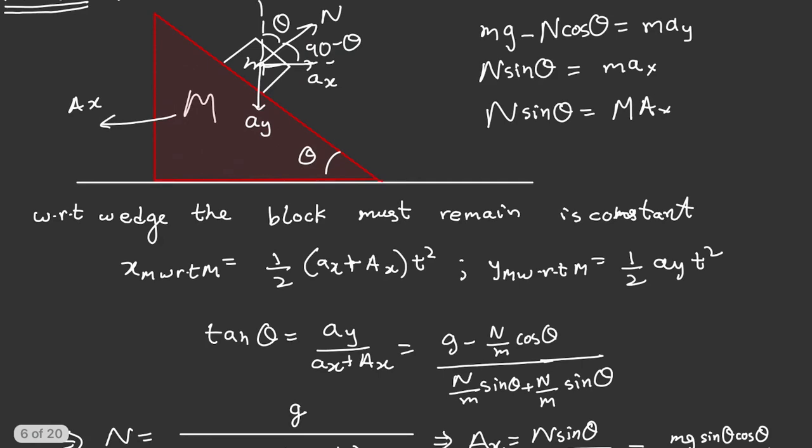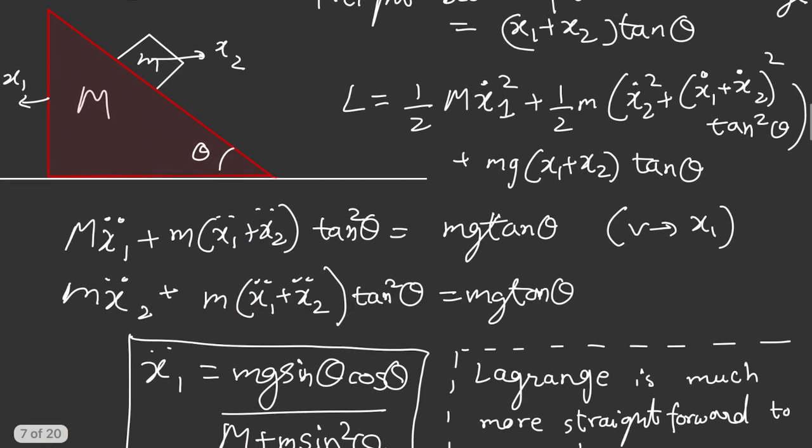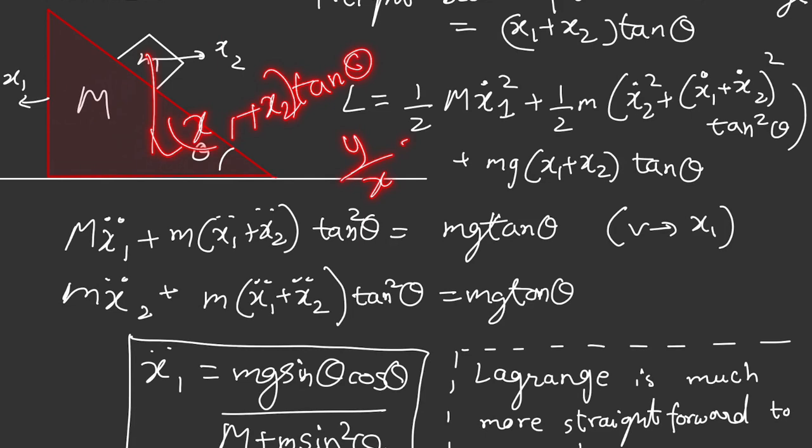So let us see how we solve the same problem using Lagrangian mechanics. Sorry for the bad handwriting. Say this block moves x1 in the y direction, and the wedge moves x2 in the x direction. With respect to the wedge, the block goes x1 plus x2 horizontally, and in the vertical direction the distance it falls is nothing but x1 plus x2 times tan theta, as y by x must remain tan theta.